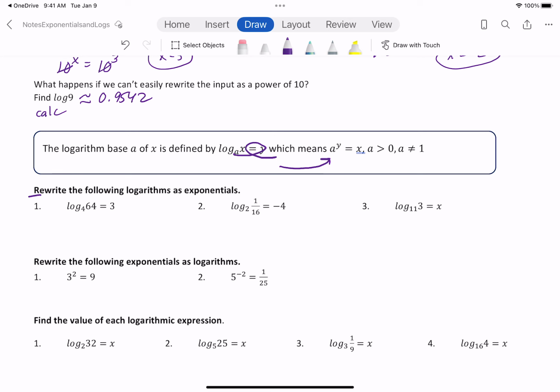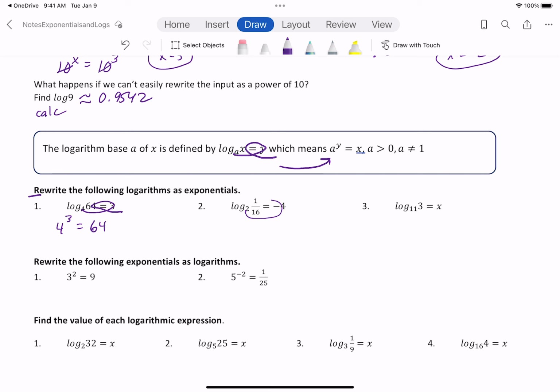So you see that the directions here are back to rewrite. So we're not solving, we're just trying to write it in the opposite form. So it's given as a log. We want to rewrite it as an exponential. So we're going to be using the same process. My base is 4. It's going to be raised to the power of 3 equals 64. And again, notice that this is a true statement. 4 to the third power is 64. So you should end up with a true statement when you rewrite these, okay?